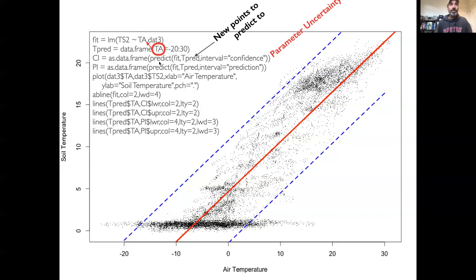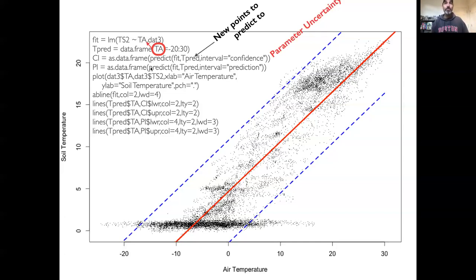So I use predict, pass it the regression object, pass it the data frame that I want to make predictions for, tell it that I want the confidence interval, and it will give me back a matrix of data that has the mean and the upper and lower confidence interval. And here I'm just going to coerce that to being a data frame. So this as.data.frame is just coercing that matrix into a data frame so that I can call those columns by name.